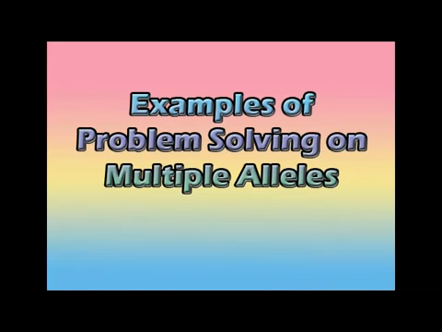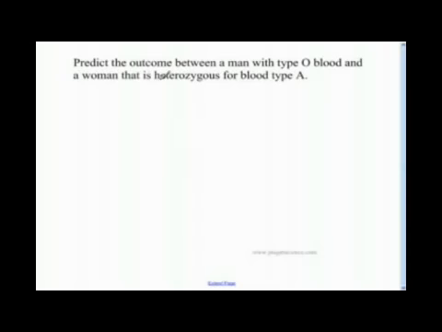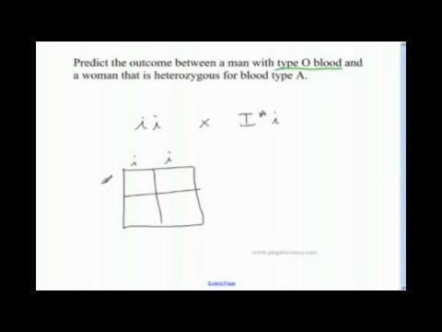Examples of problem solving on multiple alleles. Predict the outcome between a man with type O blood and a woman that is heterozygous for blood type A. Blood type O will be crossed to blood type A, and we will make a Punnett square to get the result.